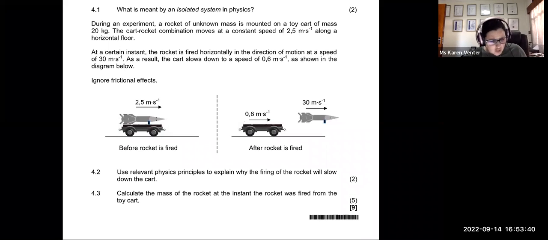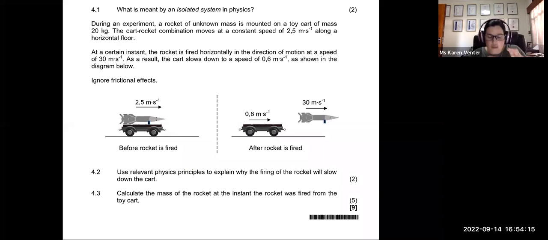Okay, so remember in the previous exam, there was a very big issue with the use of the word closed system in paper 1, physics. So very important that we use the word isolated system. So they ask here, what is meant by an isolated system in physics? And the definition is in your guidelines. But basically, it is a system on which the resultant or the net external force is 0.